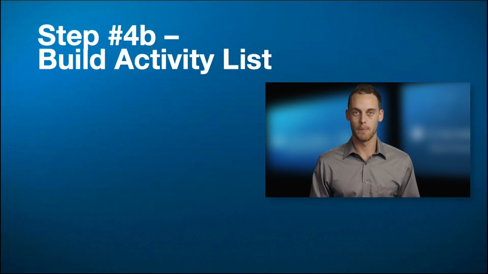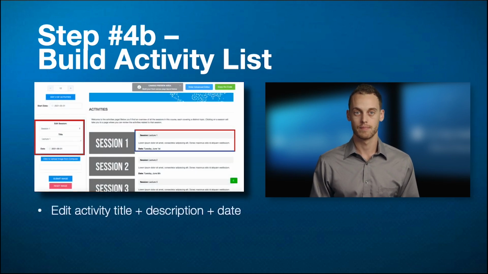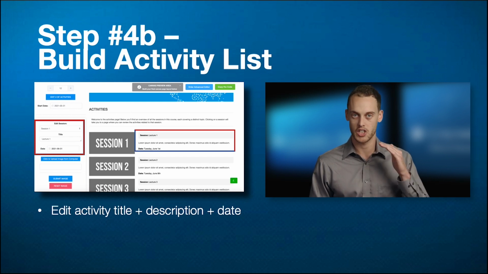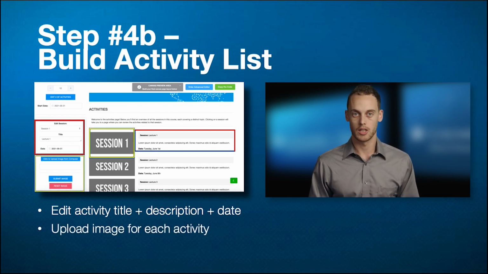Once we've done that, we're going to build out our activity list a little more further. We can do things like edit each activity title, description, and date, week by week, session by session. We can also upload images for each activity. Choose a photo that really complements the topic of the week or that individual session.